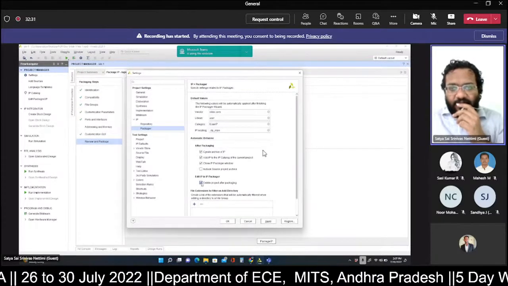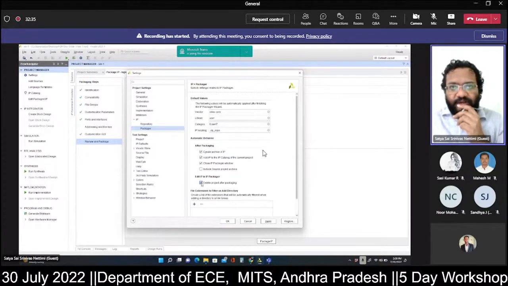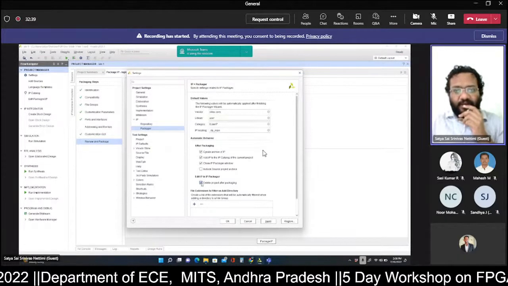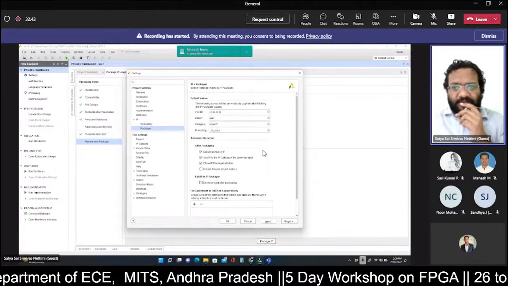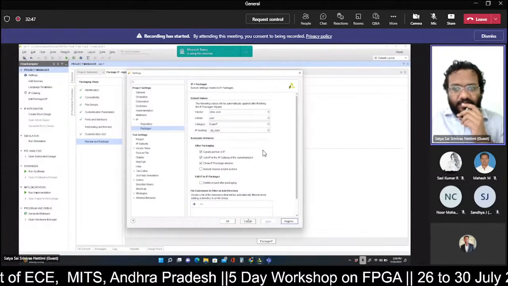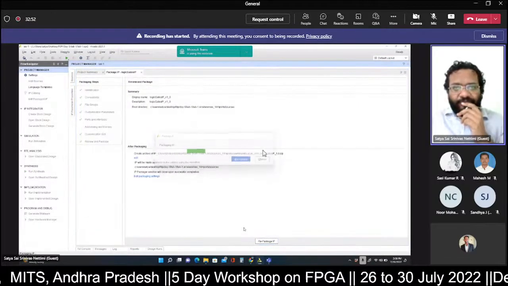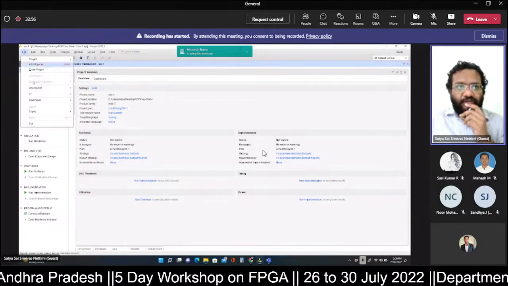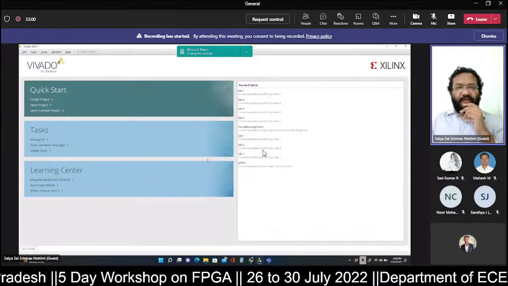After packaging, what will happen is the project folder that you have used to package the IP will be deleted automatically. But sometimes it is advisable to preserve it. So make sure you have disabled it. Then you click on package IP. So the IP has been successfully packaged. Now we will see how to use our IP in the design.